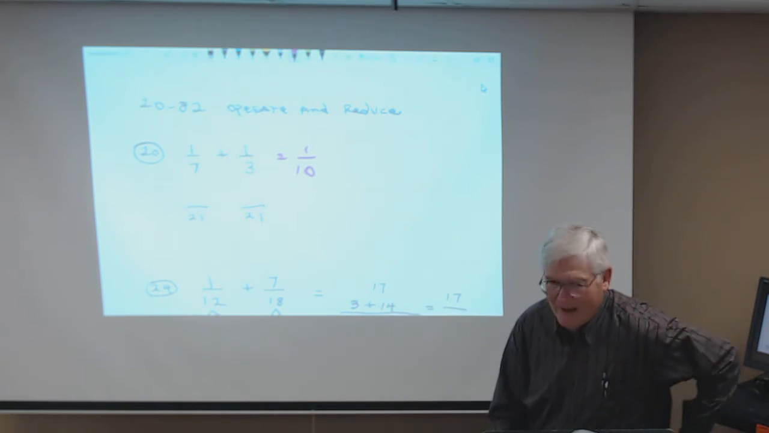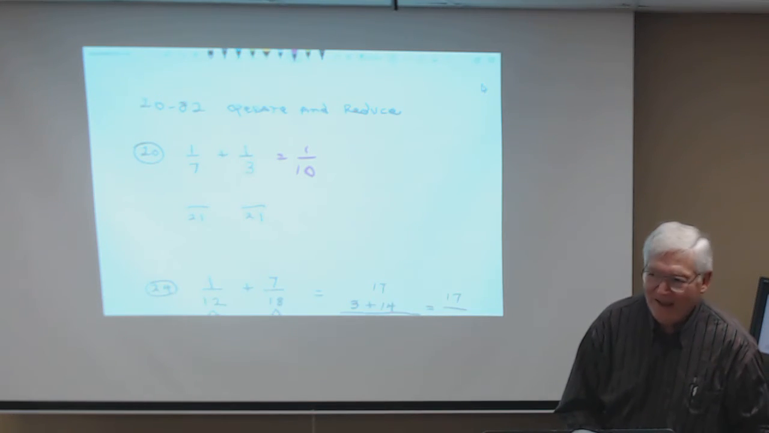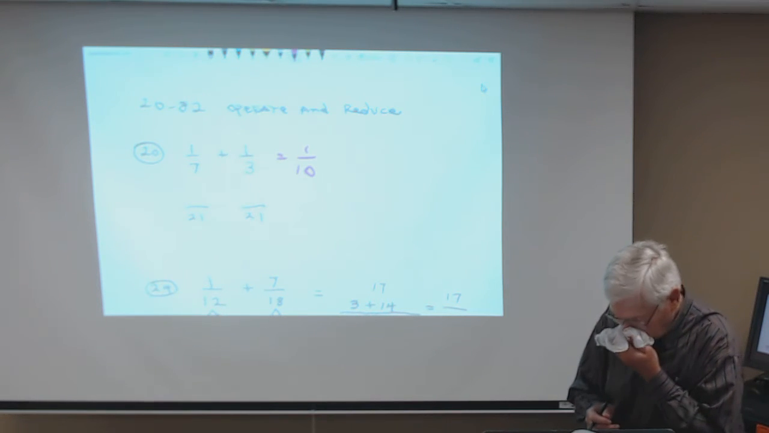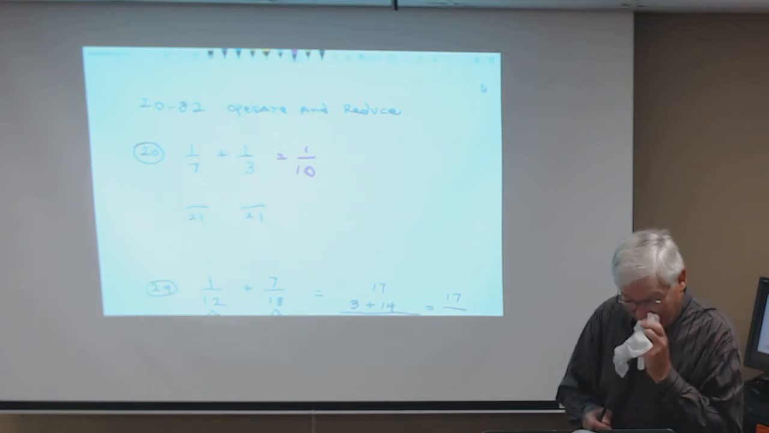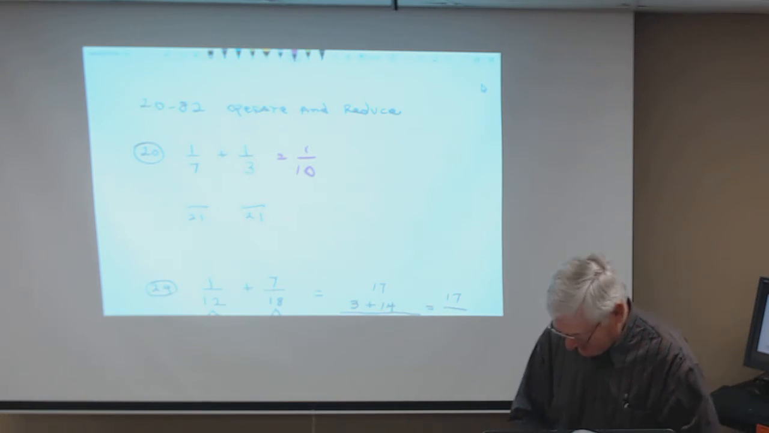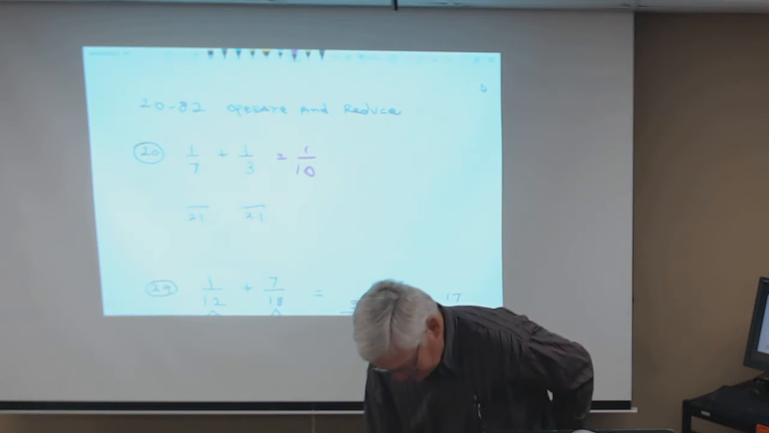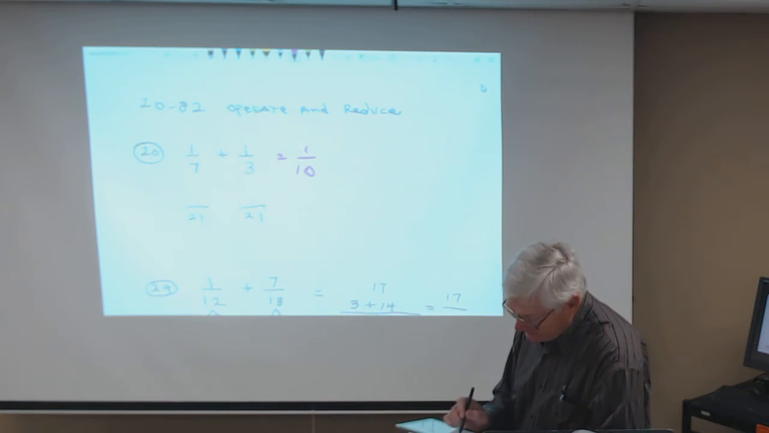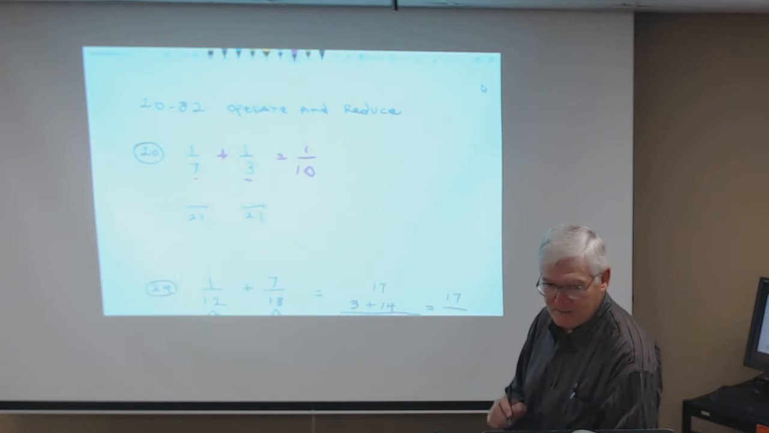Well, why did you do that? Because it would be so easy. Yeah, but it's wrong. So, we have to learn the right way to do it. And this is why people don't like fractions. Because to add fractions, I have to find a common denominator.